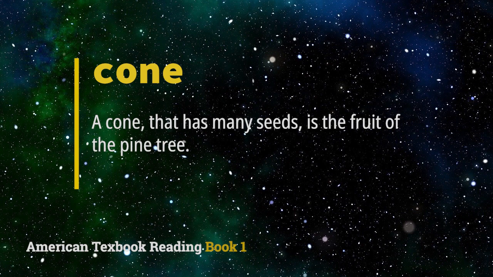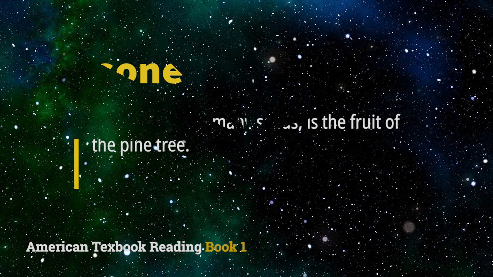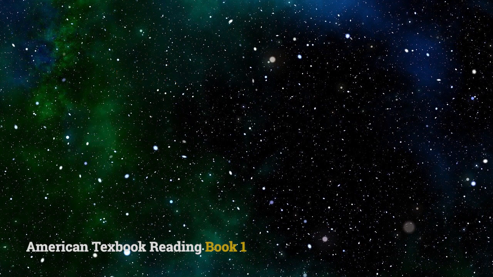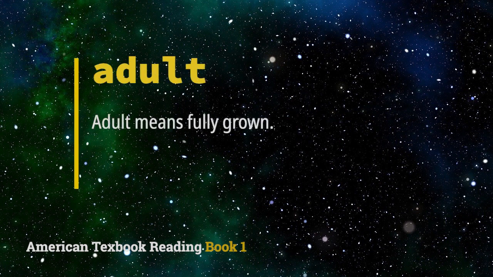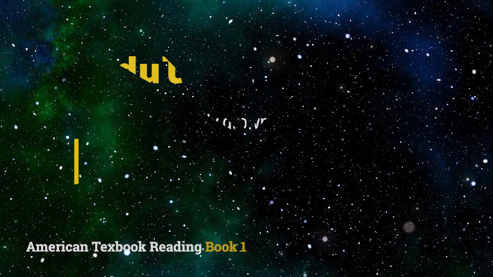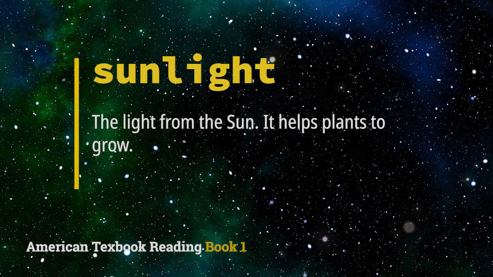Cone. A cone that has many seeds is the fruit of the pine tree. Adult. Adult means fully grown. Sunlight. The light from the sun. It helps plants to grow.